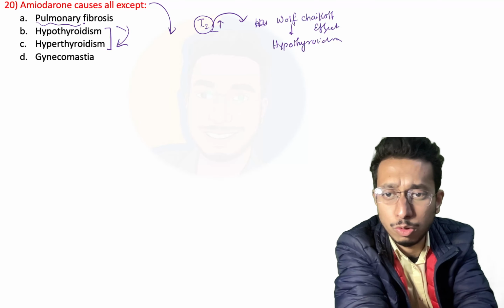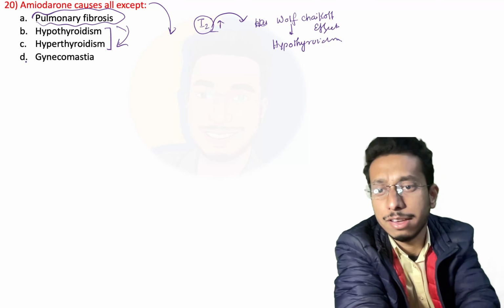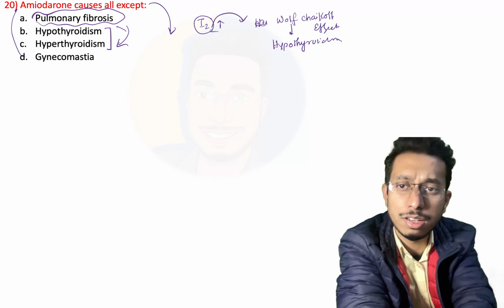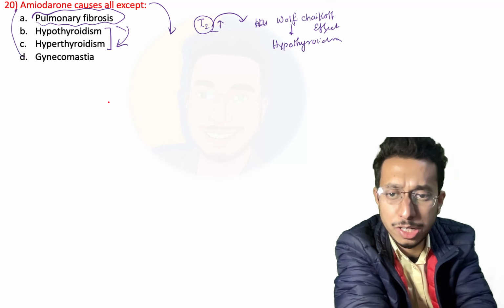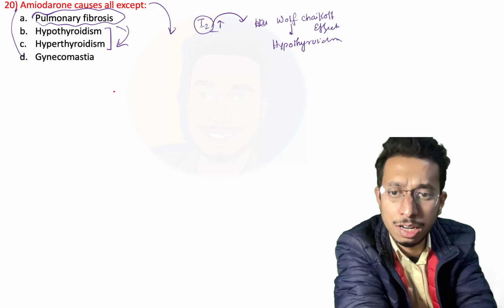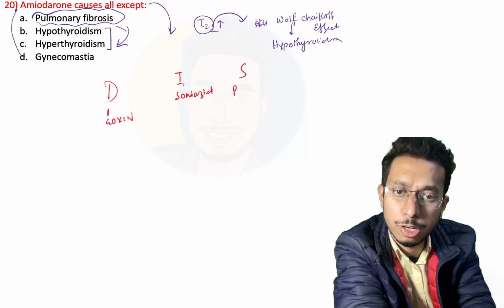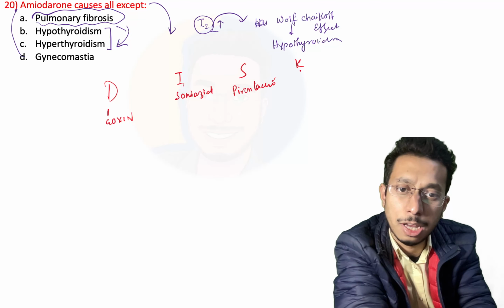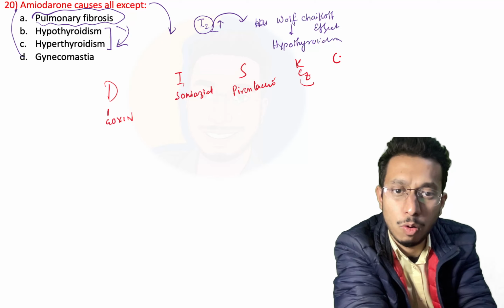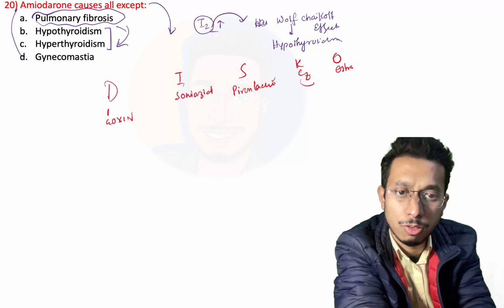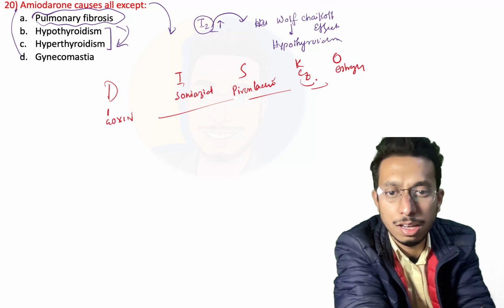Pulmonary fibrosis is a known complication. Gynecomastia is not seen in amiodarone. So what are the drugs which cause gynecomastia? Gynecomastia is caused by the mnemonic DISKO: D for digoxin, I for isoniazid, S for spironolactone, K for ketoconazole, and O for estrogen. So these are the medications which cause gynecomastia.